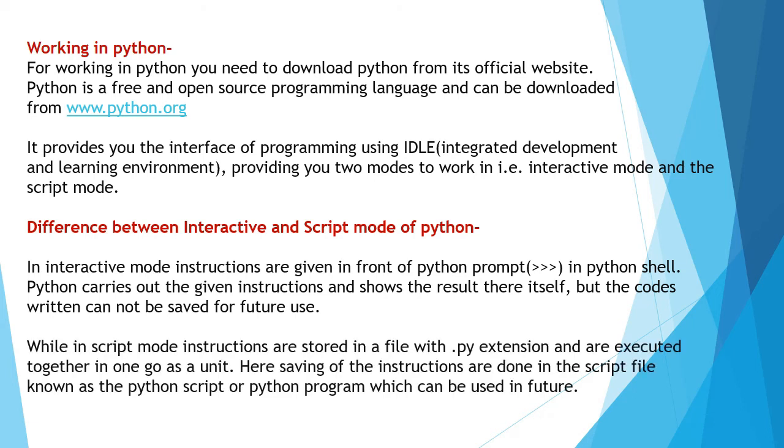So in the script mode, the instructions are stored in a file with the .py extension. Whatever name you want to give the file, you can give it, and the extension will be .py. These codes are executed together in one go as a unit. It will not be line by line. All the codes will be taken and executed in one go as a unit.